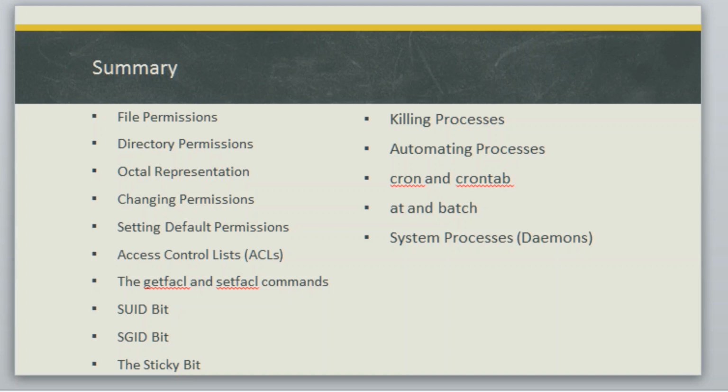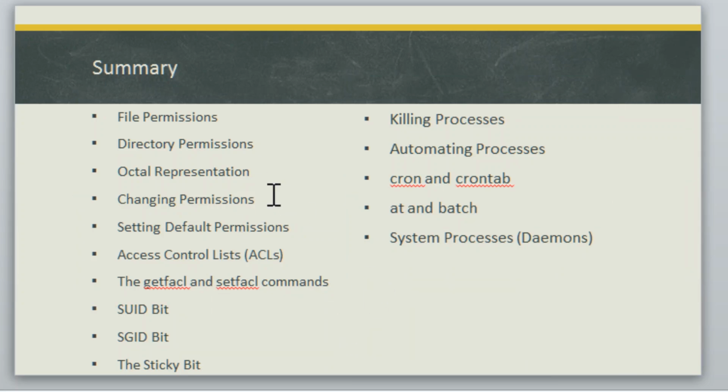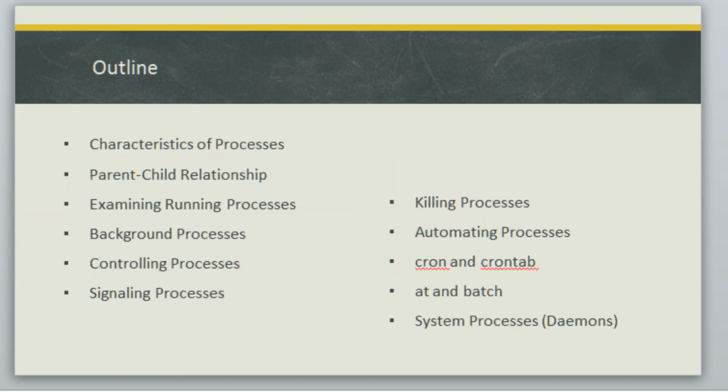Oops, sorry guys, I think we got these mixed up here. There we go. So today, guys, we went over characteristics of processes, parent-child relationship, examining running processes, background processes, controlling processes, signaling processes, killing processes, automating processes, cron and crontab, at and batch commands, and system processes.